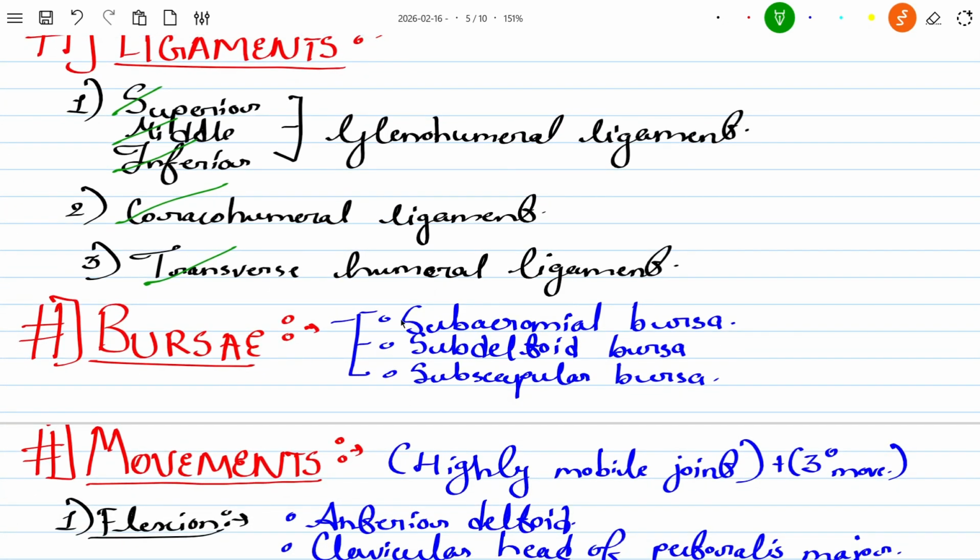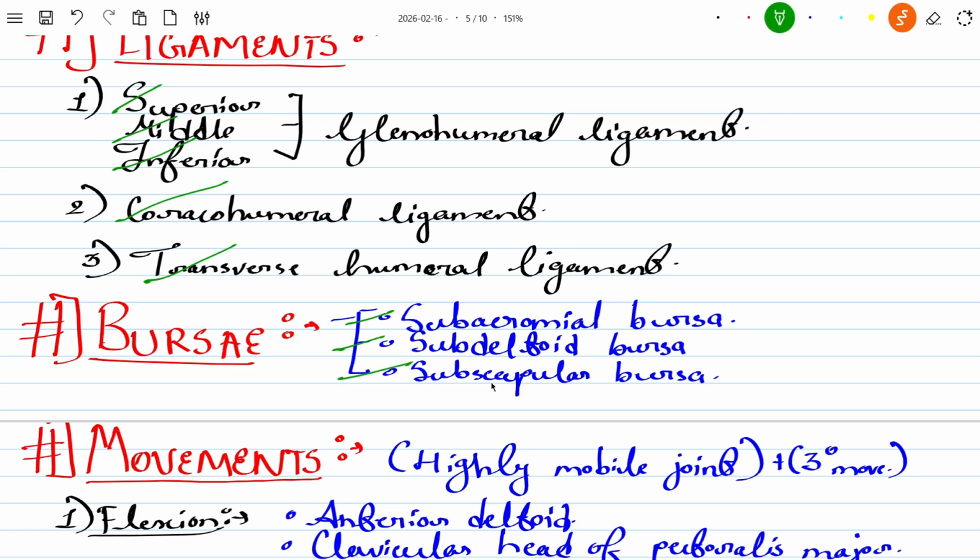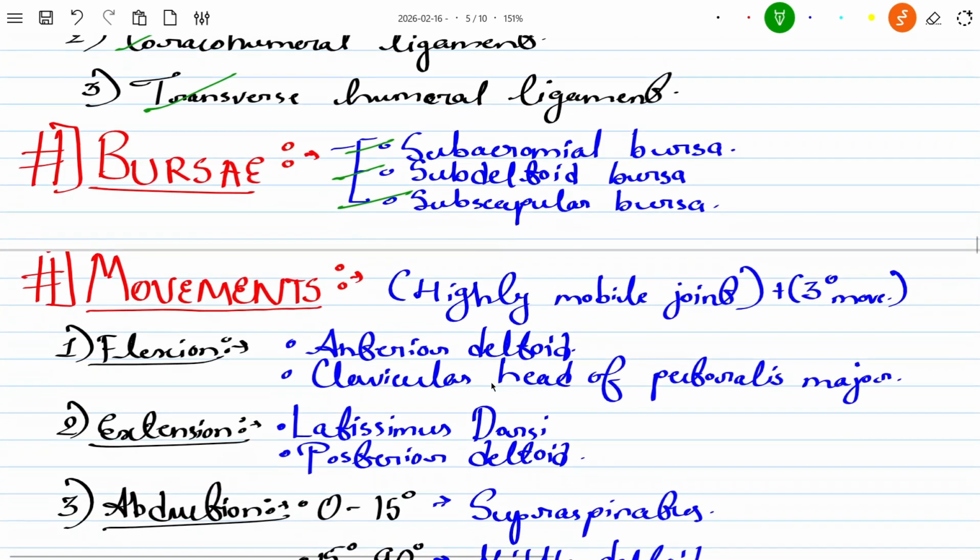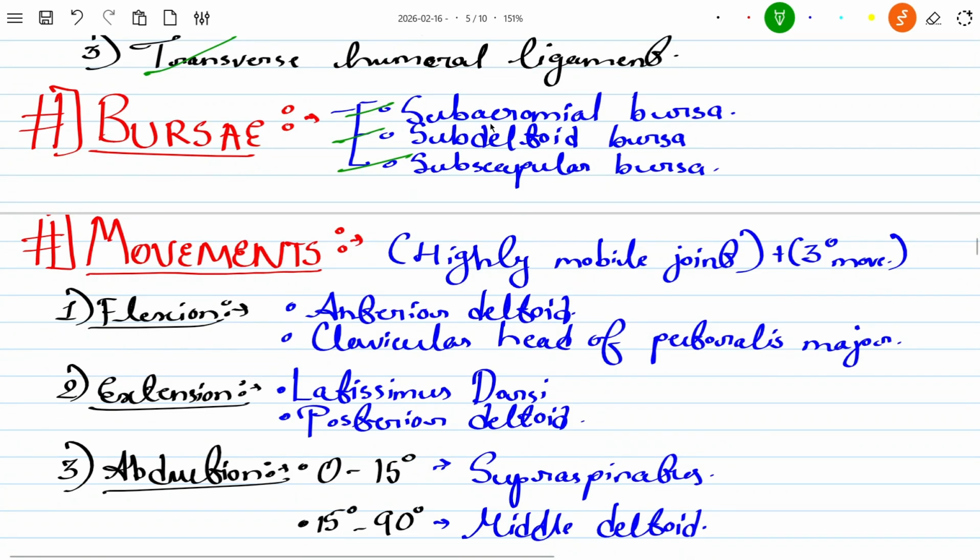And coming to the bursa. We have three bursas. That is the subacromial bursa, subdeltoid bursa, and subscapular bursa. As the name suggests, it is below the acromial process, below the deltoid muscle, and below the scapular region.